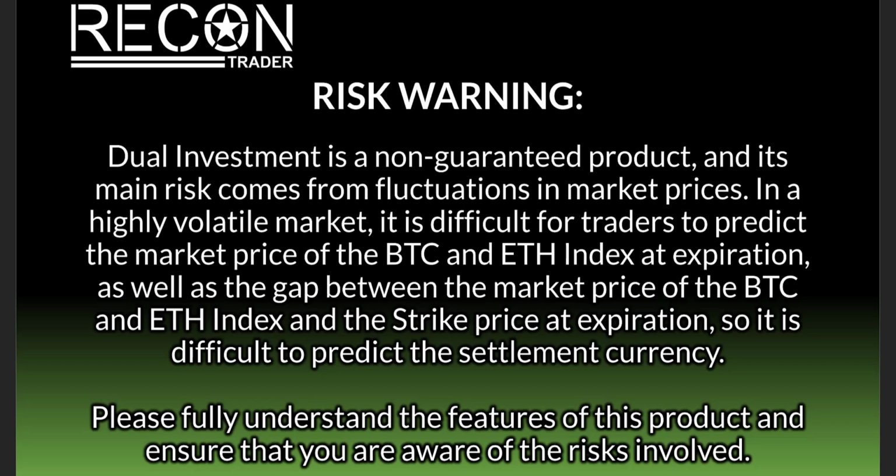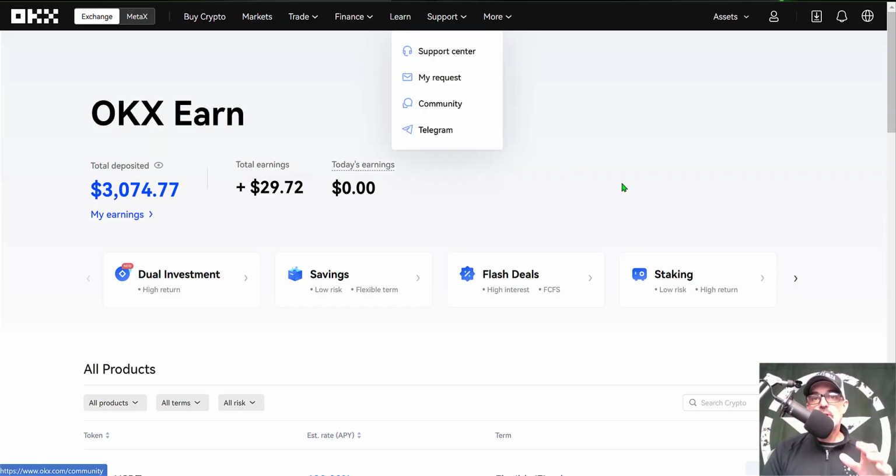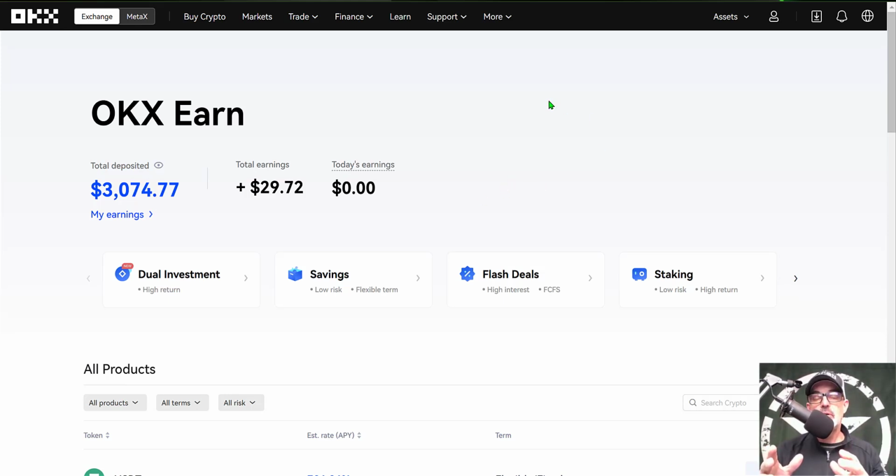Let's jump over to OKX and actually take a look at how you could place one of these orders. And the first thing you need to do is actually log into your OKX account.